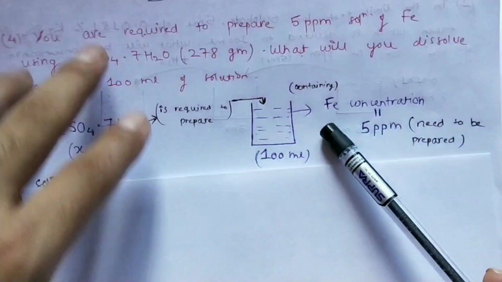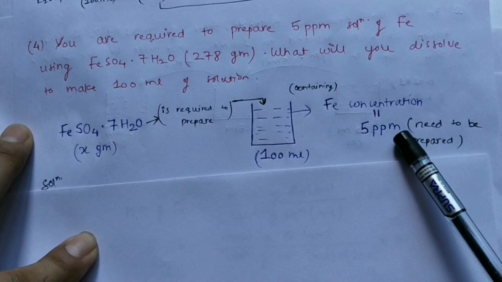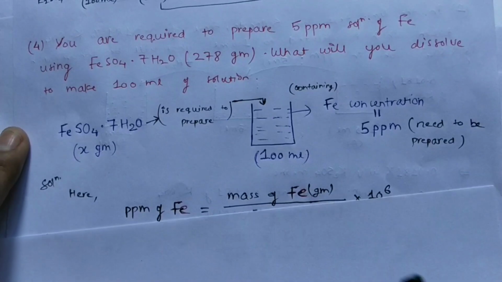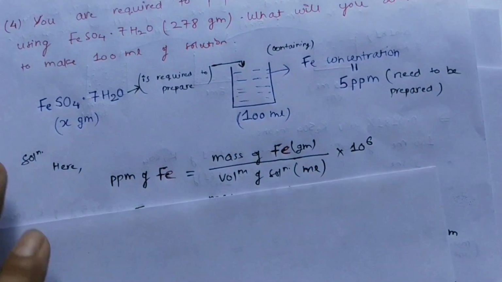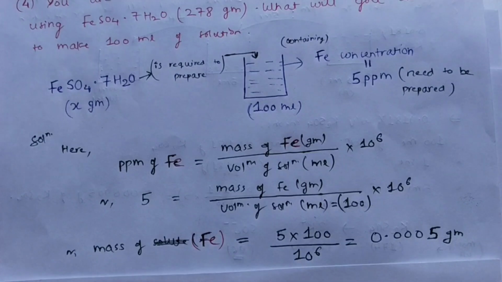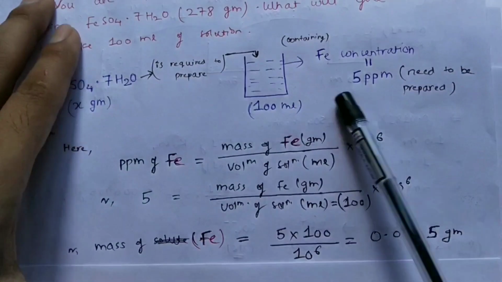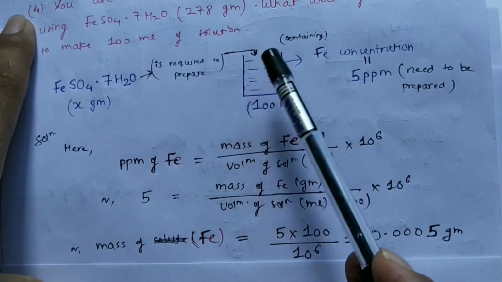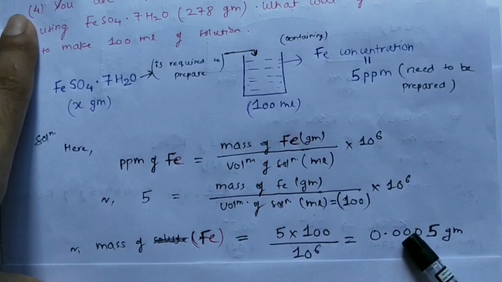So let's find out, in 100 ml of solution, to prepare 5 parts per million, what should be the mass of iron. For that you have an easy formula: 5 parts per million of iron equals mass of iron in gram divided by volume of final solution, 100 ml. So you will get the mass of iron as 0.005 gram. So the 100 ml solution must contain 0.005 gram of iron.